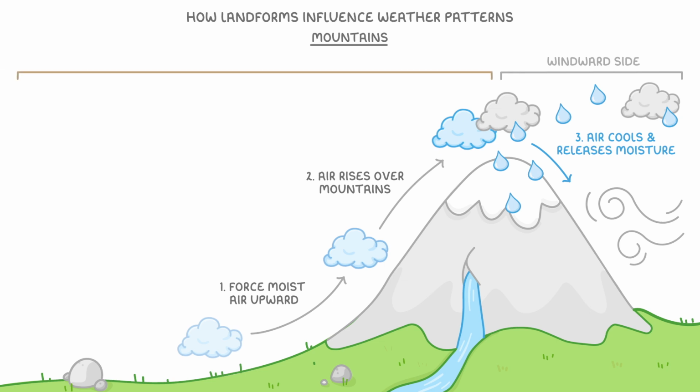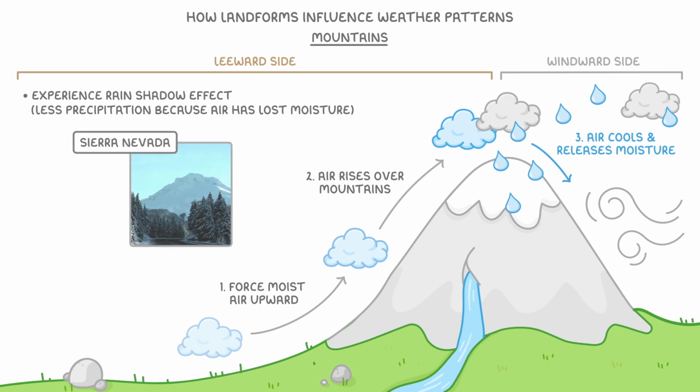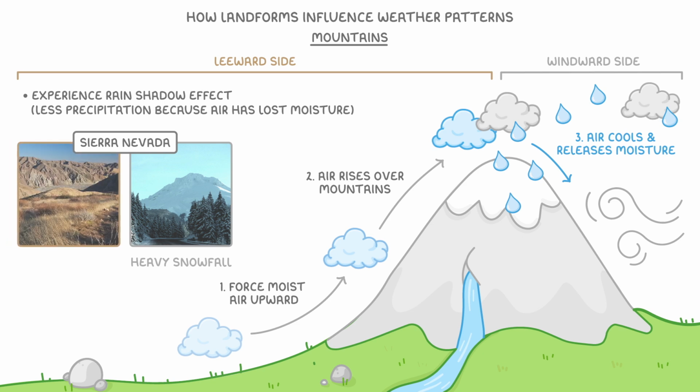The other side of the mountain, which we call the leeward side, is sheltered from the wind and experiences something called a rain shadow effect, which basically means it gets much less precipitation because the air has already lost its moisture. This is why the western slopes of the Sierra Nevada mountains in California receive heavy snowfall, while areas like Nevada on the eastern side remain much drier.